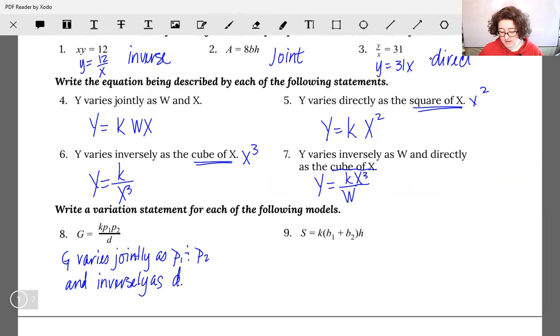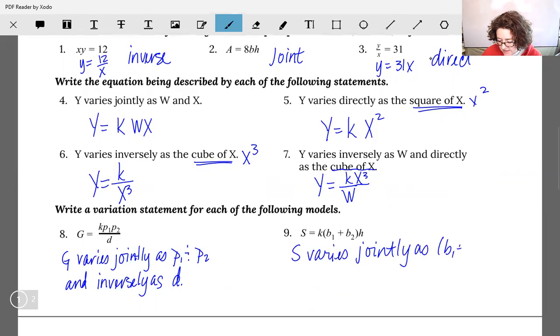Okay, in number 9, are we dividing by anything? So we don't have to worry about inverse variation. Everything is going to be a joint variation. So S varies jointly as, and I'm going to go ahead and keep B1 plus B2 in parentheses and H.